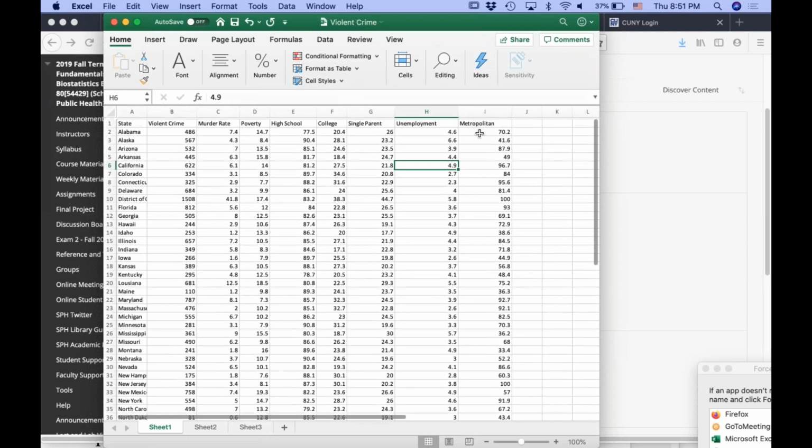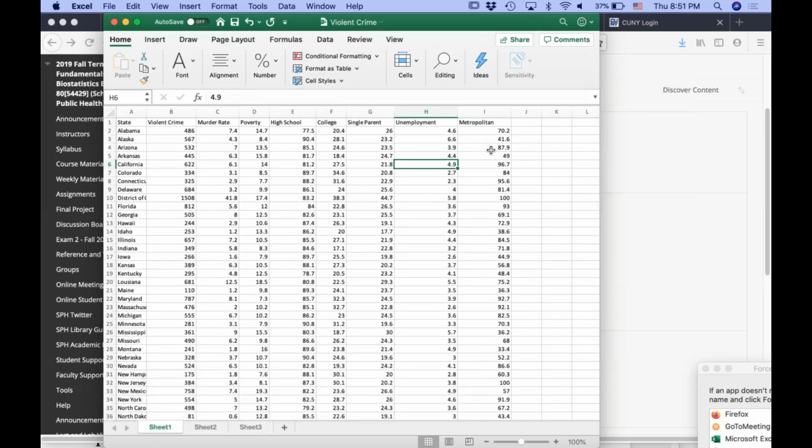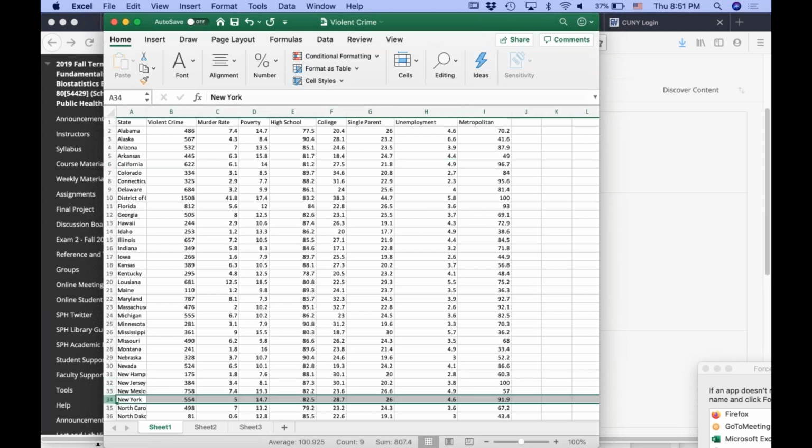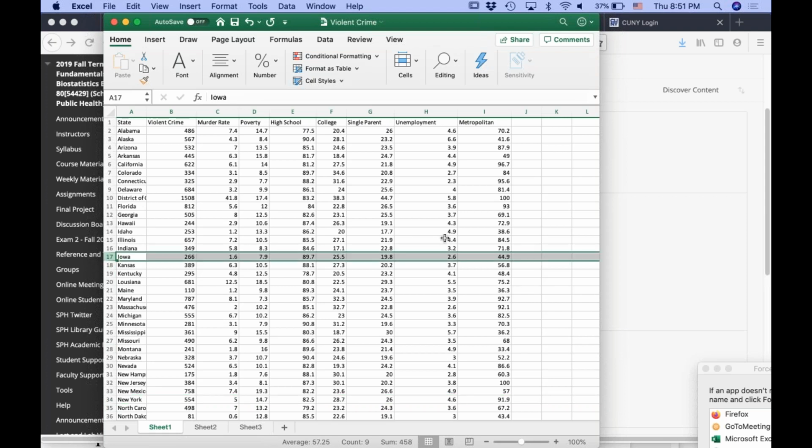it's got a score there for metropolitan versus urban. How metropolitan is the area? What percentage of people live in a metropolitan area? So in New York State, that would probably be very high. It's 91.9, right? And in maybe not Mississippi, in Iowa, it's going to be lower. Well, it's 44.9, right?